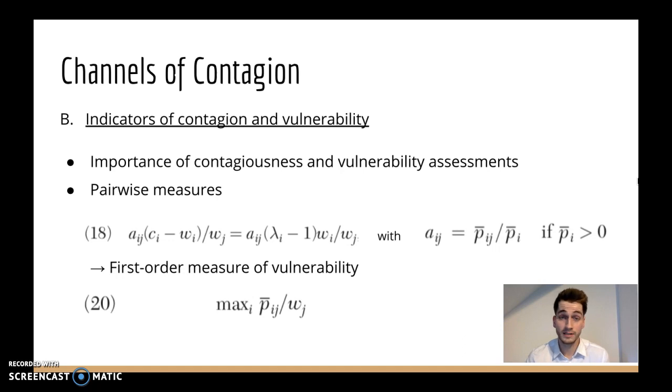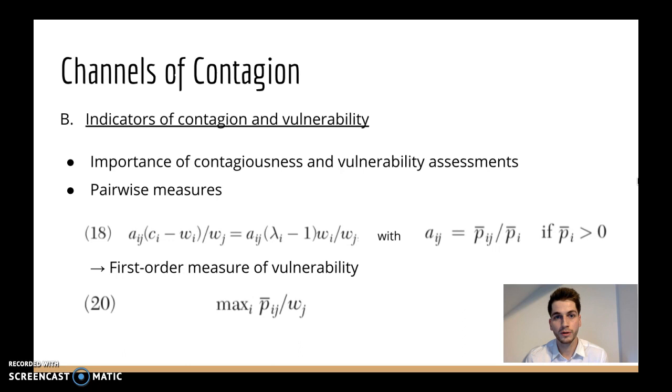The reason is that it does not take into account a shock transmitted from other nodes than node I. It is thus only a first-order measure of vulnerability. So another ratio has been developed, as you can see in equation 20. Here we consider J's maximum exposure to any given counterparty divided by its net worth. If this ratio is smaller than 1, the only way for J to fail is if more than one of its creditor banks completely fail or if its net worth is reduced due to a shock in its own assets.